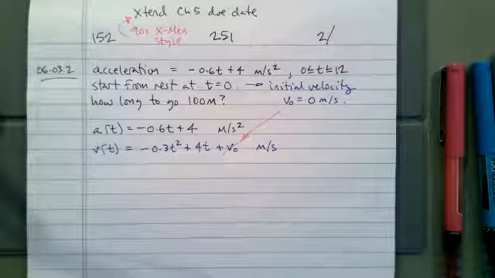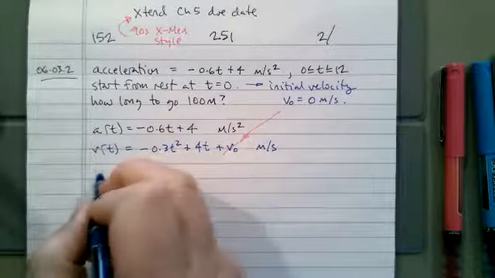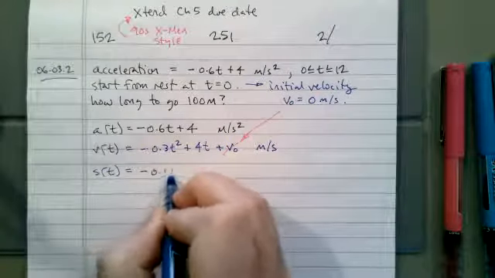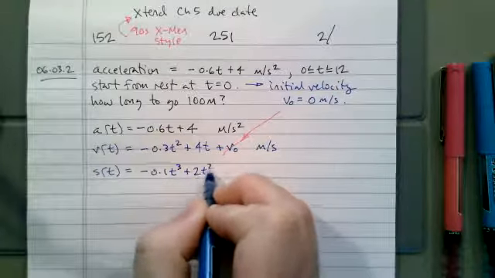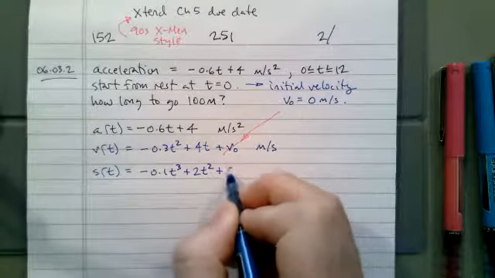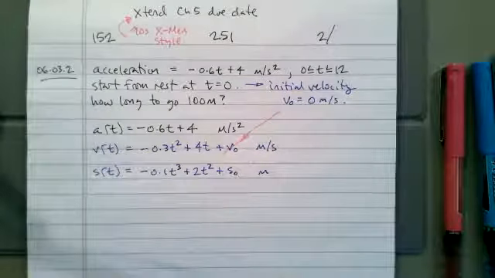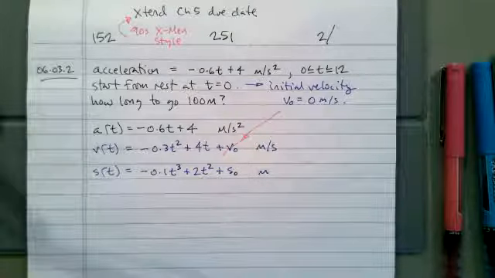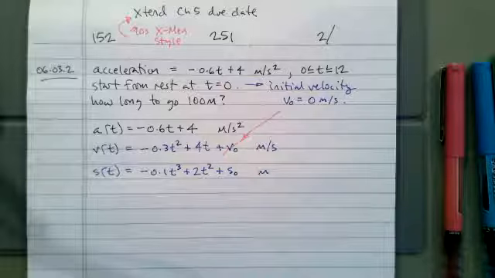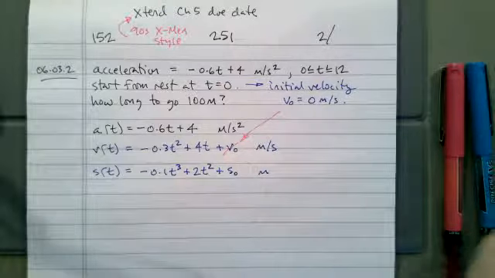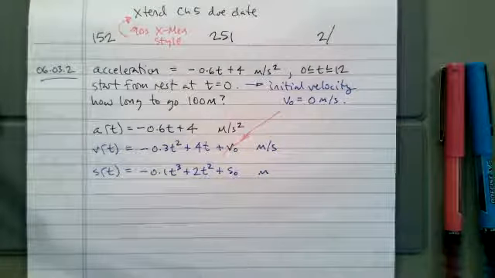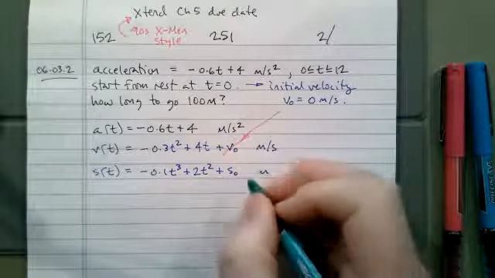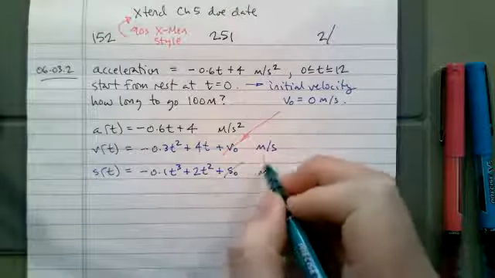If we integrate again, this will give us the position, s of t. So we integrate again, we'll have negative 0.1 t cubed plus 2 t squared plus some initial position. The question is, how long will it take the object to go 100 meters? So we might as well start from 0 and figure out how long it takes s of t to get to 100. We can start anywhere we want because what we're more concerned with is the difference in the starting values and the ending values. So we're going to say, let's start from 0.